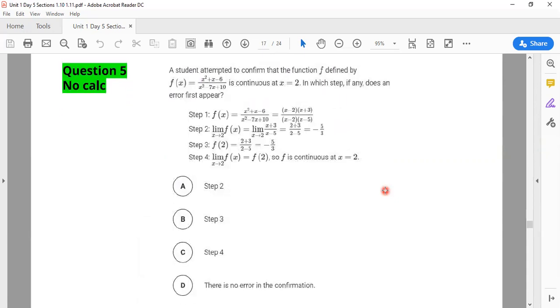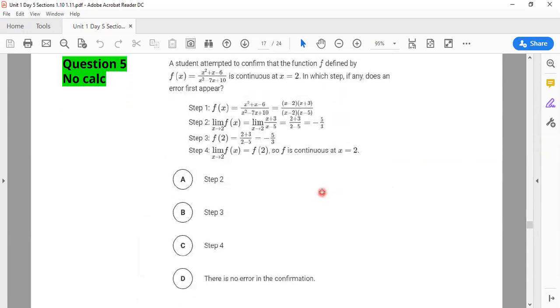Question 5, no calc. Let's see if you can find the step a student messed up on. So a student attempted to confirm that the function f here, that crazy function, x squared plus x minus 6 over x squared minus 7x plus 10, is continuous at x equals 2. In which step, if any, does the first error appear? Looks like the first step was factoring. So you got to check the factoring, make sure the factoring is correct.